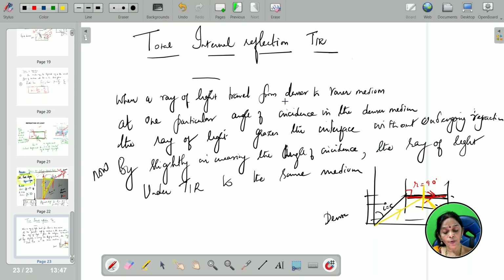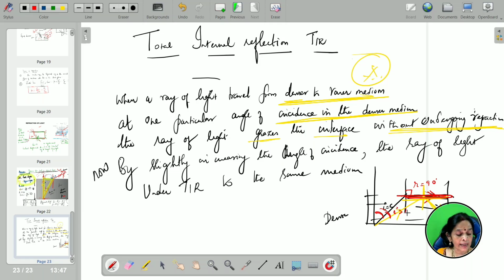So the ray of light travels from denser to rarer medium. That is the important keyword. At one particular angle of incidence in the denser medium, the ray of light grazes the interface without undergoing refraction. Now by slightly increasing the angle of incidence, greater than the critical angle, the ray of light undergoes TIR, total internal reflection, to the same medium. So hope you understand.